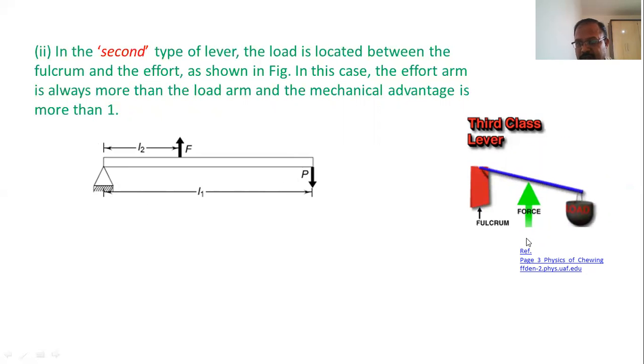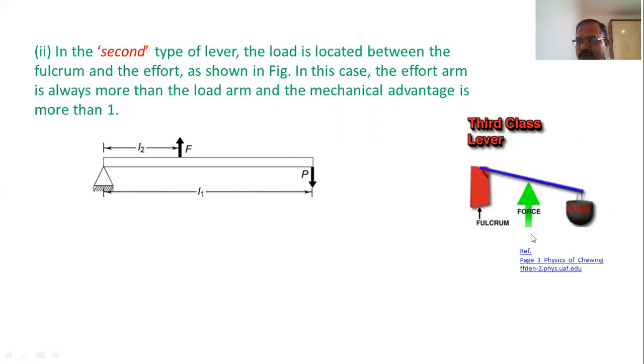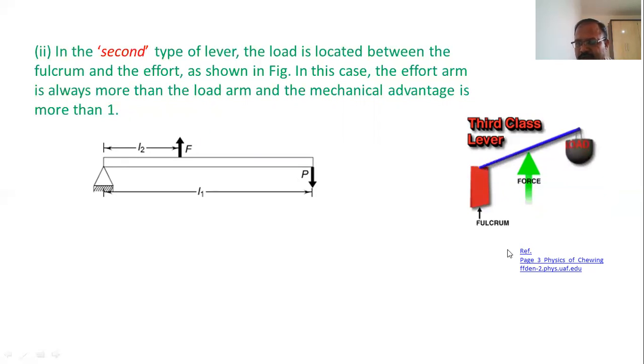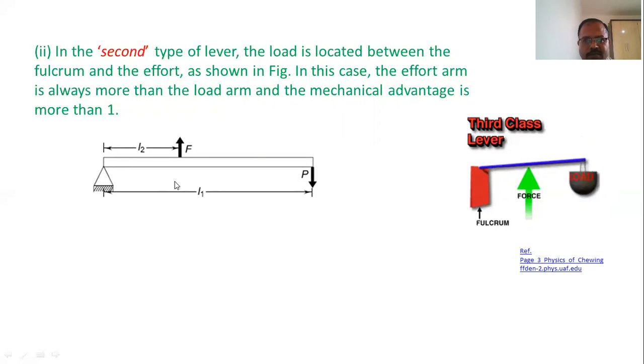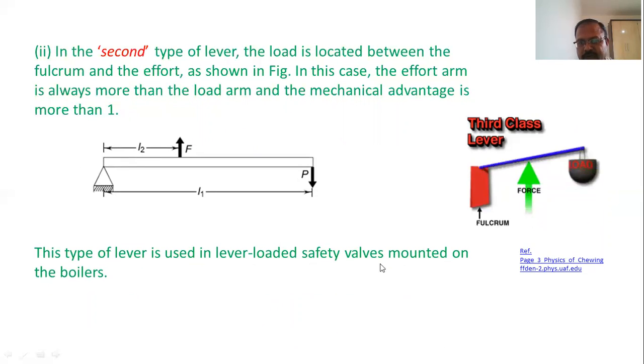When the pressure inside the boiler exceeds a certain limit, then this force will be more than the effort applied, and automatically it will open, and the excess amount of steam will be relieved, and the pressure inside the boiler will reduce. Then automatically P will close the valve. So such type of levers we find in the application of lever loaded safety valves mounted on the boilers for operating the valves.